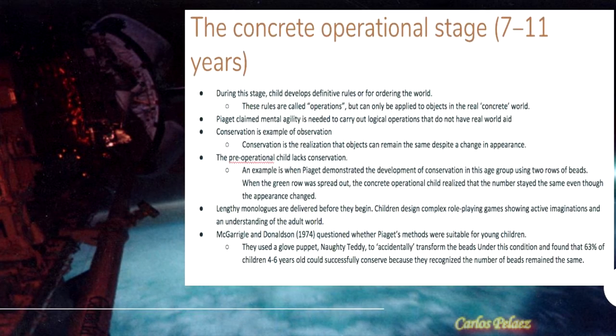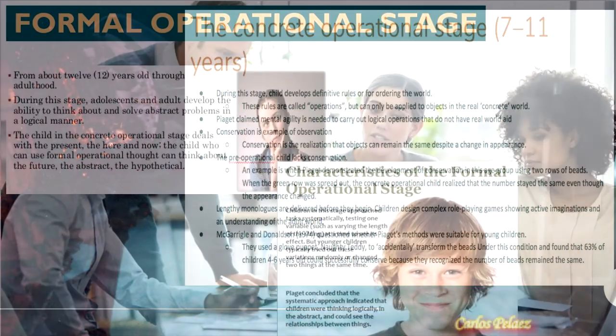McGarrigle and Donaldson, 1974, questioned whether Piaget's methods were suitable for young children. They used a glove puppet to accidentally transform the beads and found that 63% of children aged 4 to 6 could successfully conserve because they recognized that the number of beads remained the same.